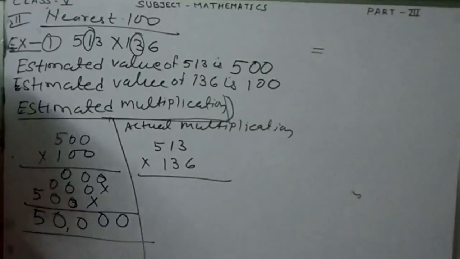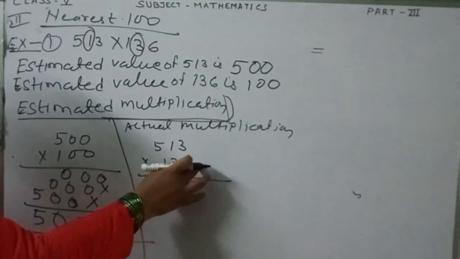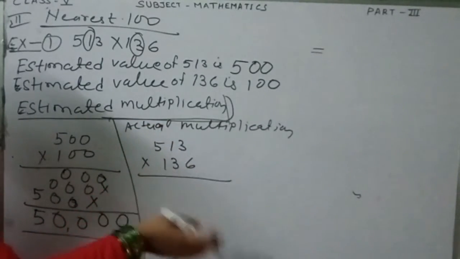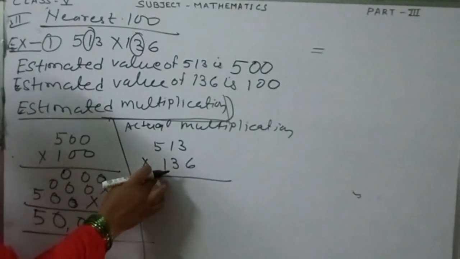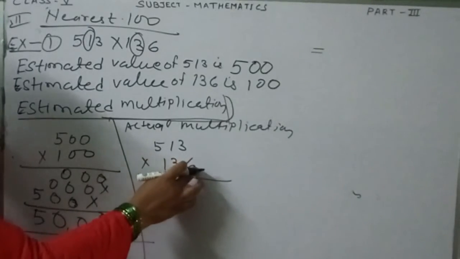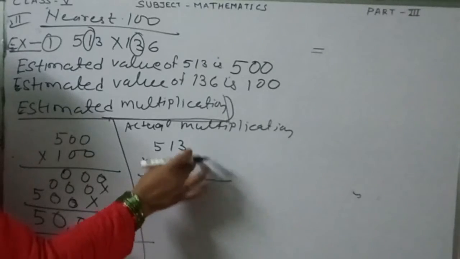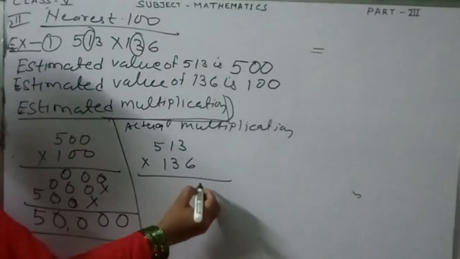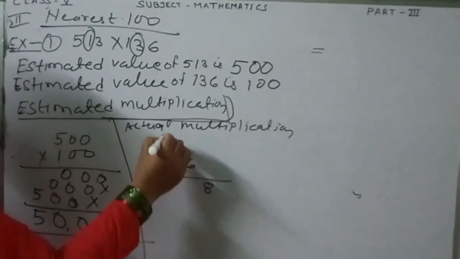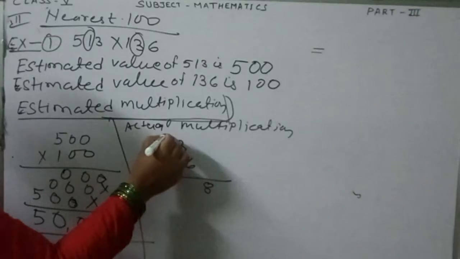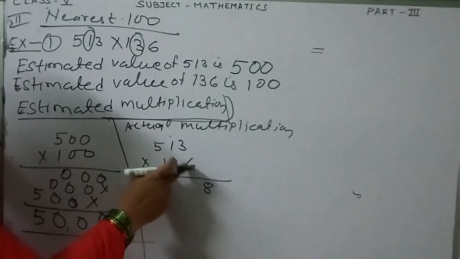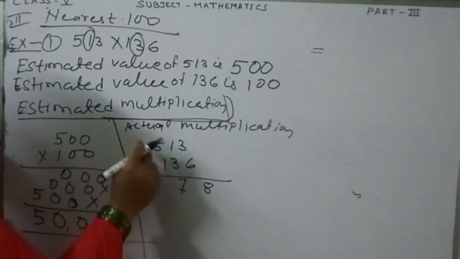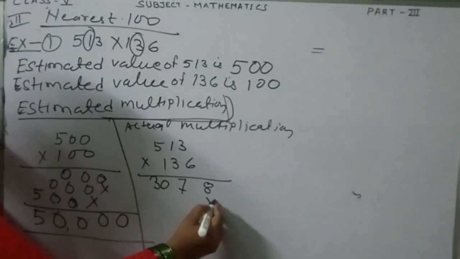So what do we have to do? First we have to multiply with the ones digit 6 with these three numbers, and after that multiply with 3, and after that multiply with 1. So let's start. 6. How many times do you have to read the table of 6? 3 times. 6 threes are 18. So write 8 and 1 is carry. Then 6 ones are 6 and 1 carry is 7, and 6 fives are 30.